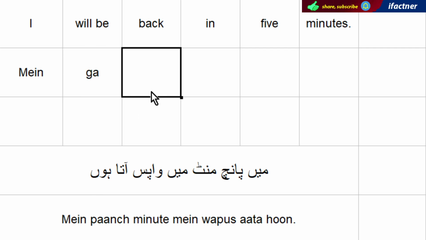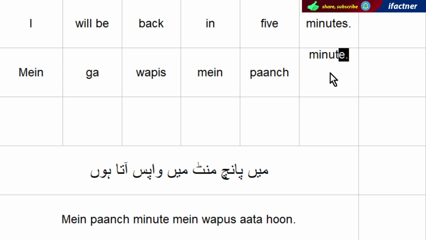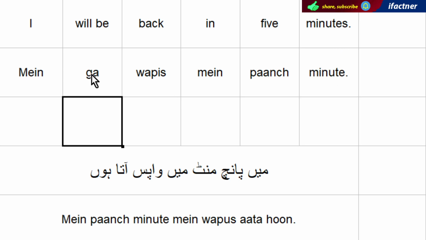Back is वापस. Me is in. 5 is panch. And minutes are minute. Now you see that will be can be translated as ga in Urdu, but usually when we are talking about the near future, then we talk in the present tense. Like मैं 5 मिनट में वापस आता हूँ. It means that I am coming back. I come back in 5 minutes.